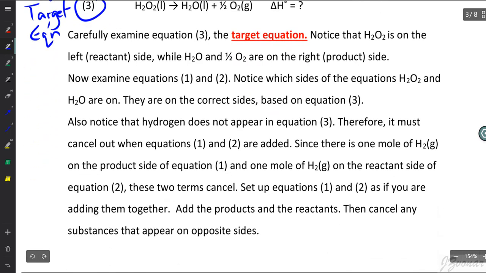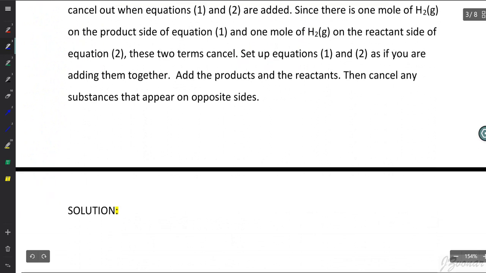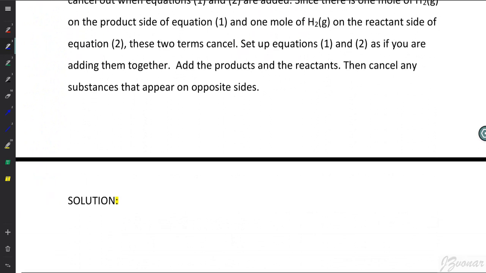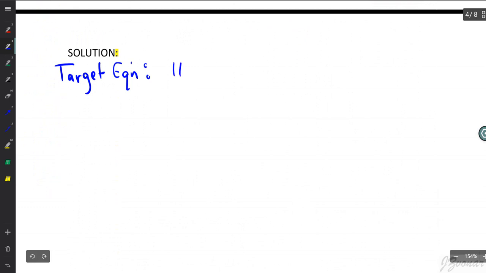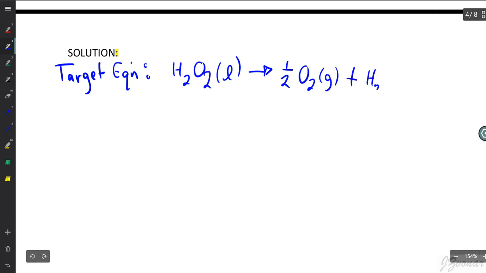So let's take a look at how we can apply Hess's law to this particular reaction. First off, always start your questions by writing out the target equation. In our case, it's the decomposition of hydrogen peroxide, H2O2, and it's going to produce half an oxygen molecule and one water molecule.